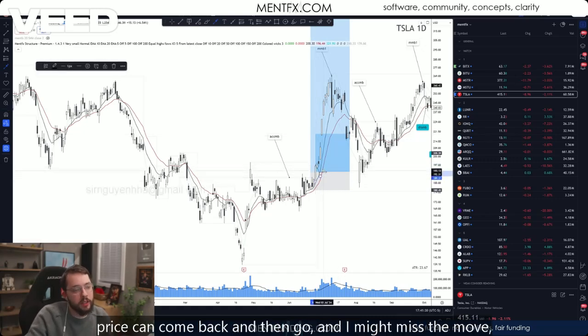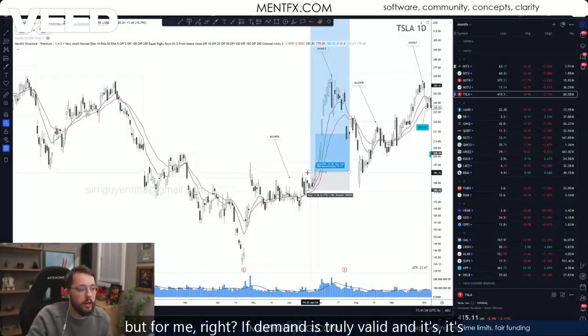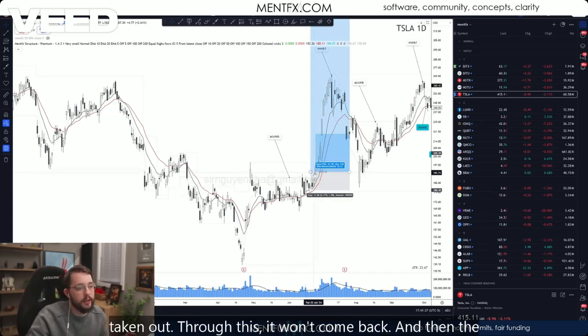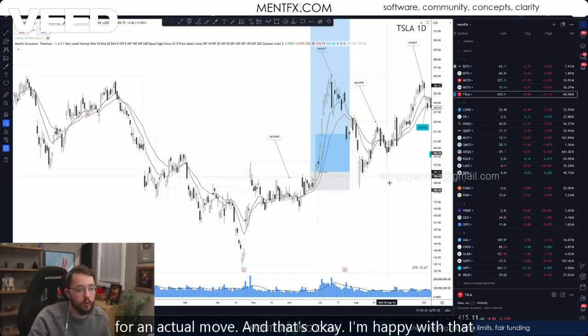So at that point, yes, price can come back and then go, and I might miss the move. But for me, if demand is truly validated and it's taken out through this, it won't come back. And then the strong moves will actually sustain themselves and go for an actual move. And that's okay.